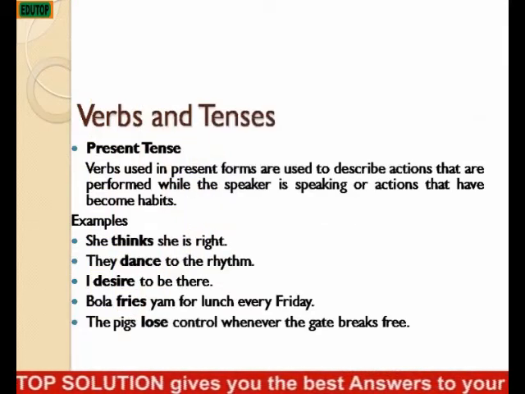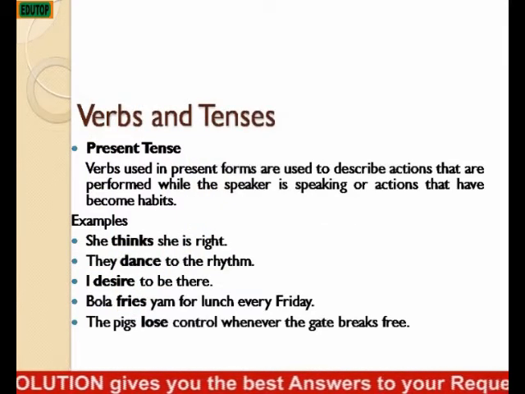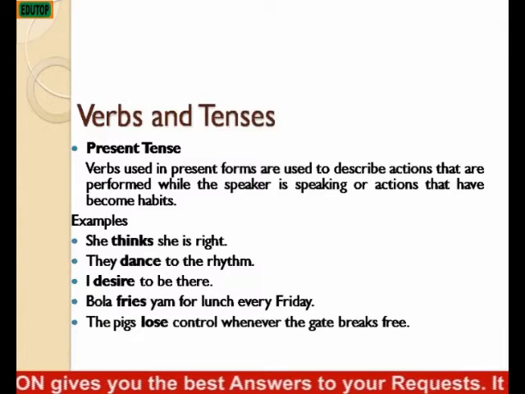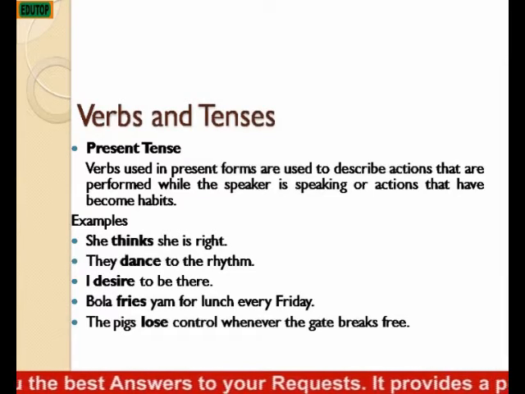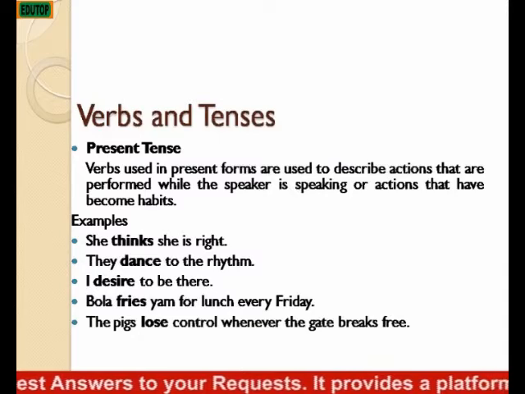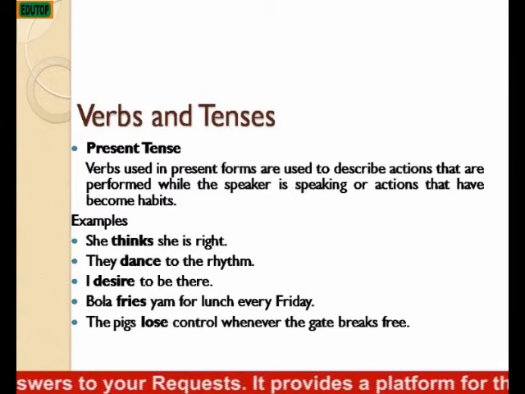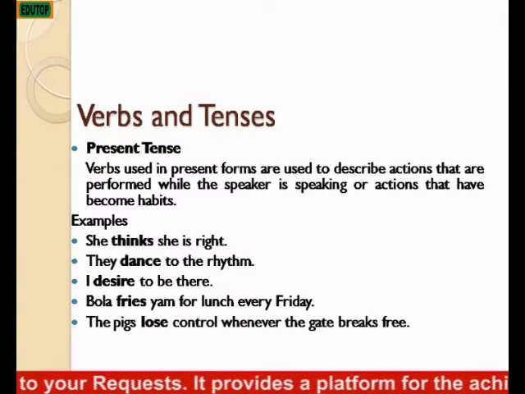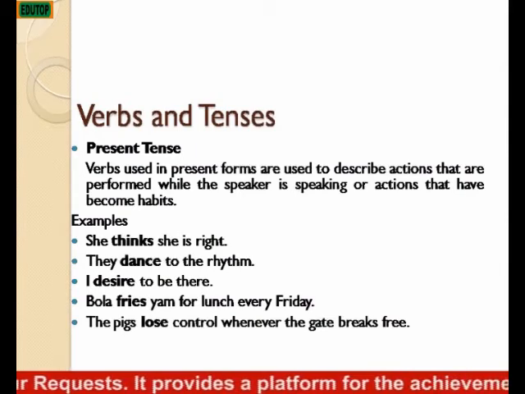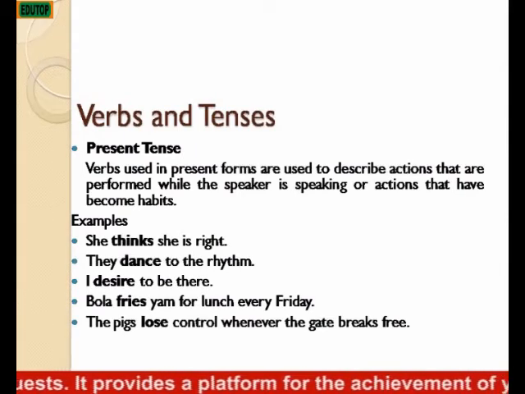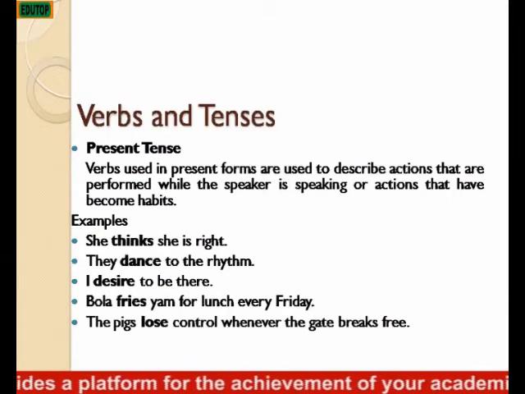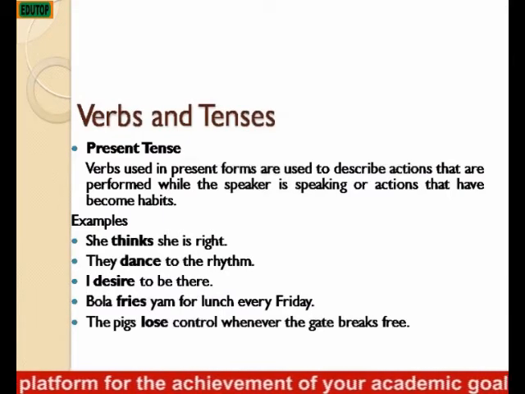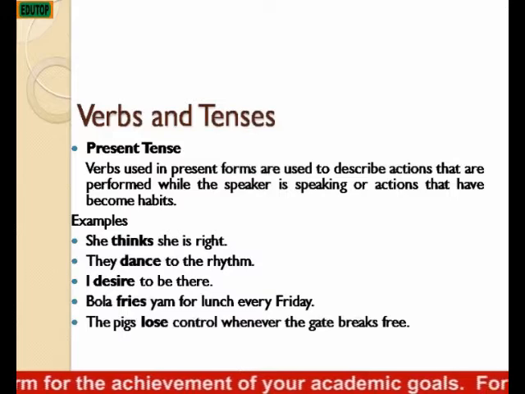Let's consider the verbs and tenses. Verbs occur in different tenses. The first tense we'll be considering is the present tense. Verbs used in present forms are used to describe actions that are performed while the speaker is speaking, or actions that have become habits. Let's check some of the examples we have here.